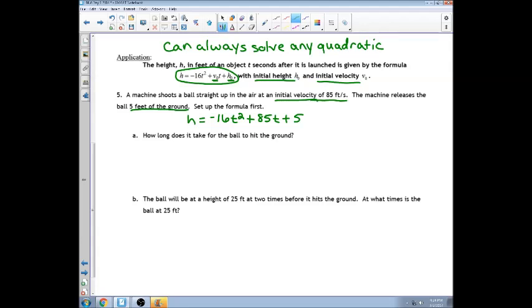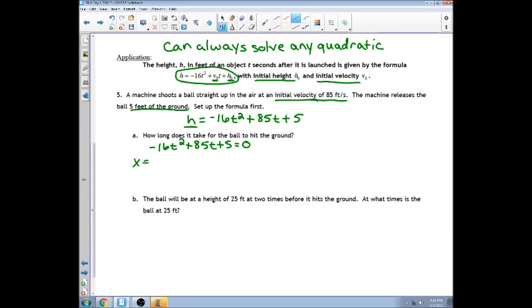How long does it take for the ball to hit the ground? Well, the ground is at what height? If you think about standing on the ground and you measure from the ground, well, the ground's going to be 0. So what we're looking for is for our h to equal the ground, which is 0. So I'm going to rewrite my equation, negative 16t squared plus 85t plus 5 is equal to 0. At this point, what I can do is I can use the quadratic formula to solve for when the ball hits the ground. So my quadratic formula is x equals.